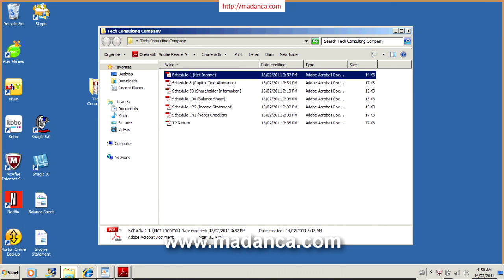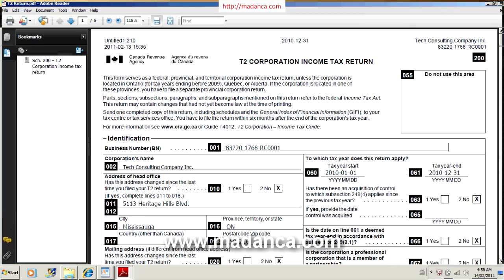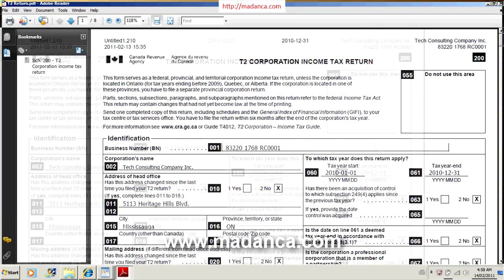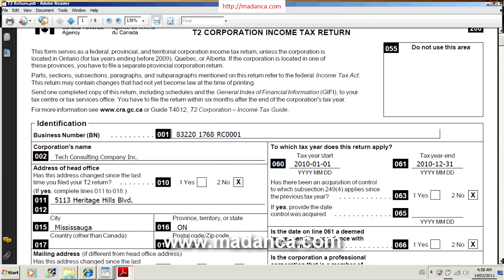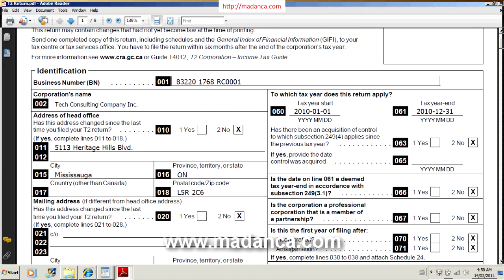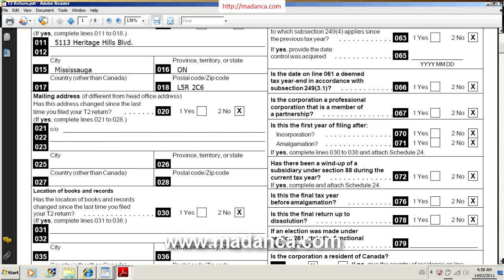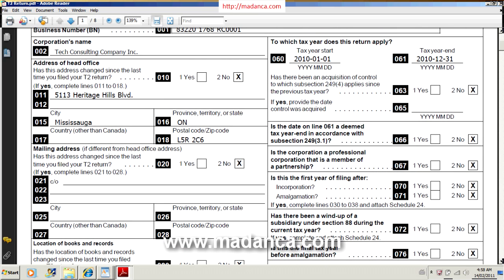Now we go to the T2 Corporation Income Tax Return, Schedule 200. This is an 8-page form. On the first page, on box 1, I've disclosed the business number. On boxes 2 to 18 on the top left, I've disclosed the address of the head office. I have not completed the mailing address or the location of the books and records because they are the same as the address of the head office.